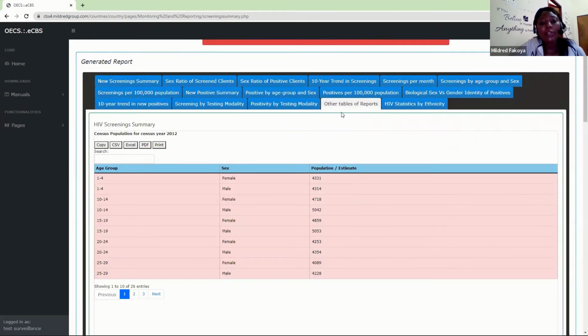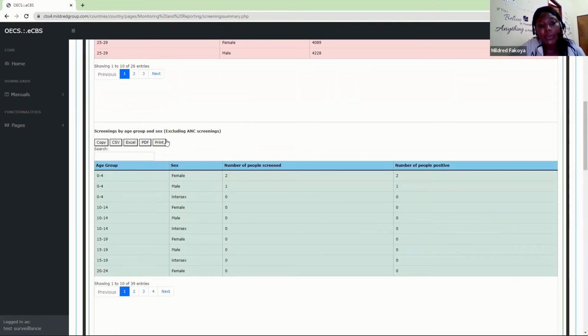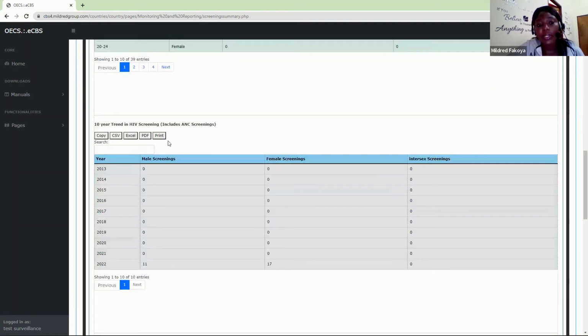Then other tables of reports give you the table of census population that was used to do the calculations. It also gives you the table of screenings done by age group and sex. In the event you need to create a different visualization than what the system generated, you can export your tables to CSV or Excel to have your raw figures, or you can print them out. And you can also get your 10-year trend if you need to change a figure.